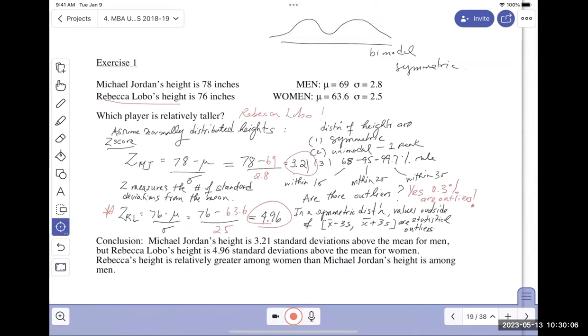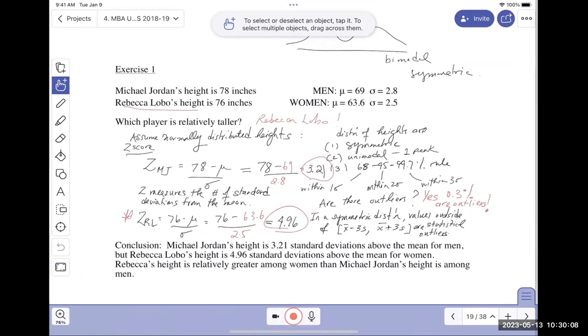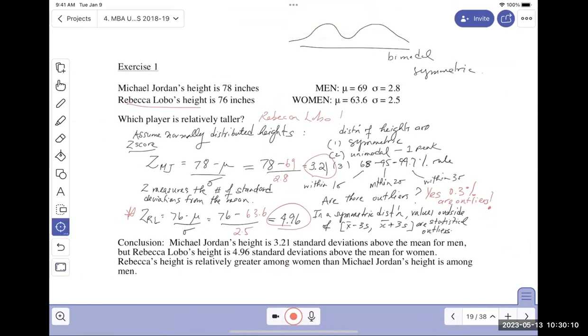So you could actually get this information. You can get this information in terms of Z-score. You can also get this information in terms of percentiles. What's a percentile?